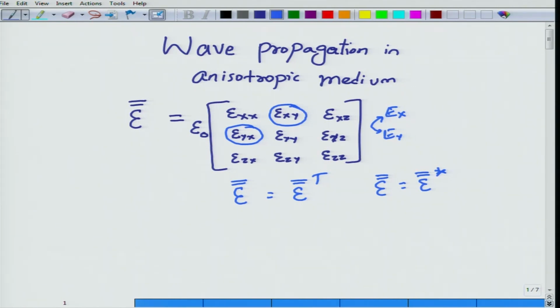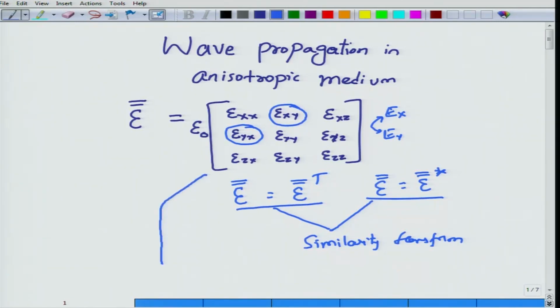Okay. Whatever that symmetry may be, linear algebra tells us that this type of matrix can actually be diagonalized by a transformation known as similarity transformation. You can change a matrix which is full, it has all these 9 elements, but these 9 elements are in such a way that this matrix is symmetric or conjugate symmetric. Then you can diagonalize this matrix so as to obtain a completely diagonal permittivity matrix.